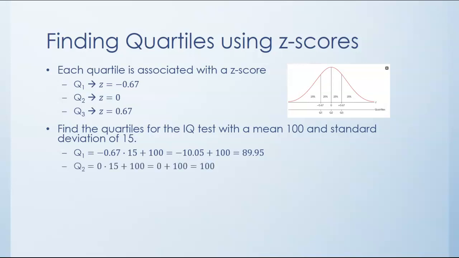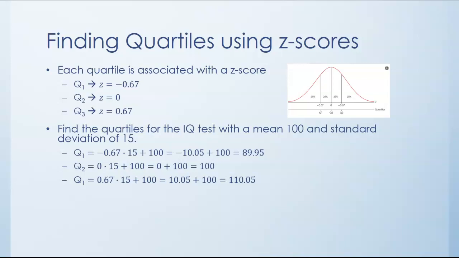Q2 always is going to end up coming out to be the mean. Again, remember, when we're talking about a normal distribution, the mean and the median should be the same value. So 0 times 15 is going to give me 0. 0 plus 100 gives me 100. So my Q2 is just going to end up being the mean of my data. And my Q3 is going to be the positive 0.67 times 15 plus 100, which would give us 110.05.